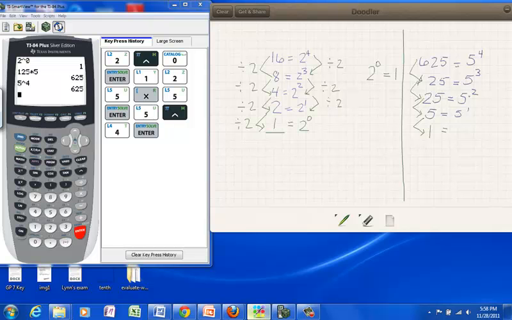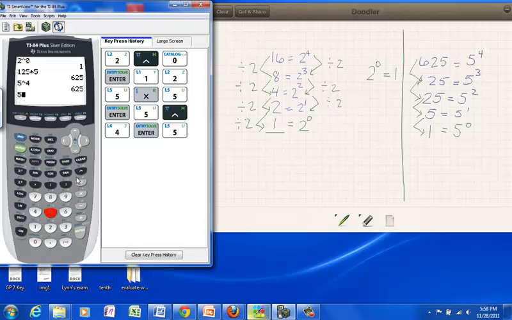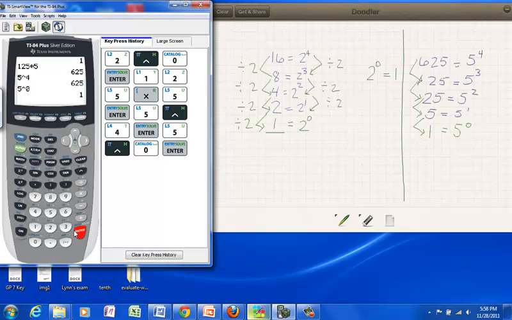If I go backwards over here one more step, that should be 5 to the 0 power. Now again, I want to double check and see, is that really right? Is 5 raised to the 0 power equal to 1? Excellent. So it is equal to 1. Now several students might have guessed that anything to the 0 power would be equal to 0. But so far, 2 to the 0 power is equal to 1. 5 to the 0 power is equal to 1.